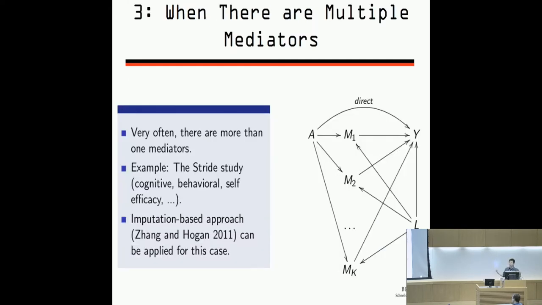And of course, very often we're dealing with more than one mediator, and this is very complicated, because mediators can interact with each other. That's the problem. One paper, actually still a manuscript, by Daniels and Hogan, 2011, studied an approach that can be applied in this case.